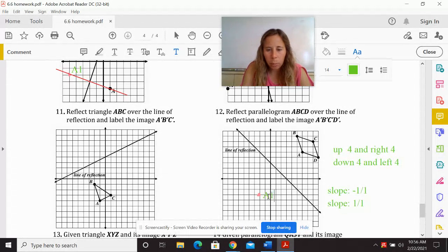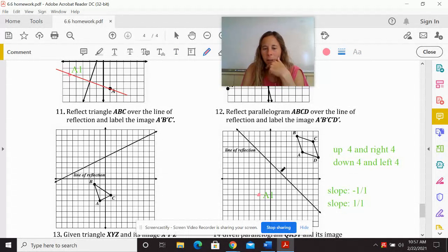It's A1. Okay. For B, I'm just going to do the same thing. So my slope of this line of reflection is negative 1 over 1. We already figured that out. So then I'm using the slope 1 over 1. Okay. But up 1 over 1 is going the wrong way. So I'm going to go down 1, left 1, down 1, left 1. Yeah, I'll put little dots down.